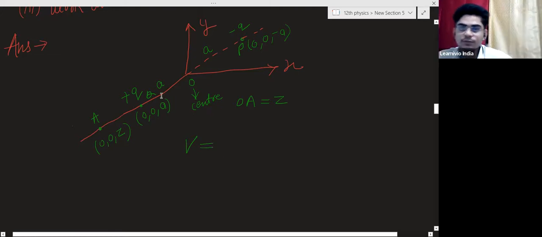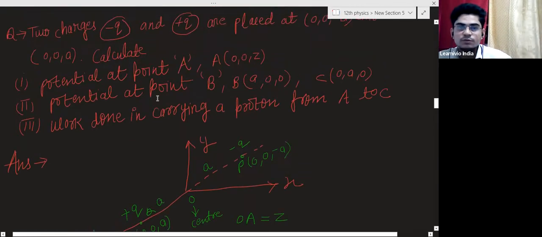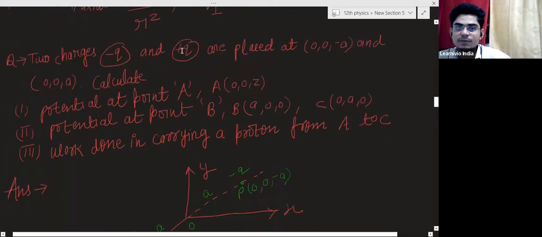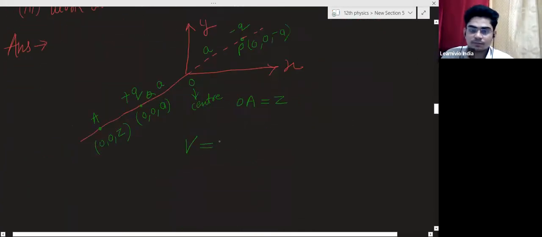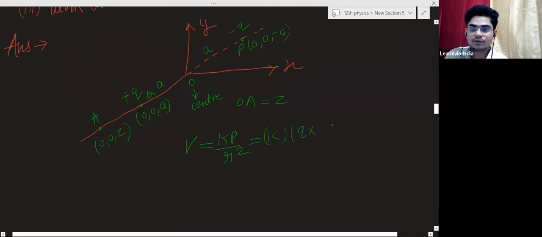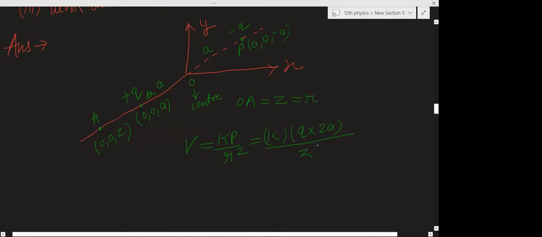On the axis of dipole, what formula will we use? We will use this formula: V axial equals kp by r square. So k, what is p? Please tell me what is p? Q into 2a, and divided by, what is this distance r? This is r, Z.